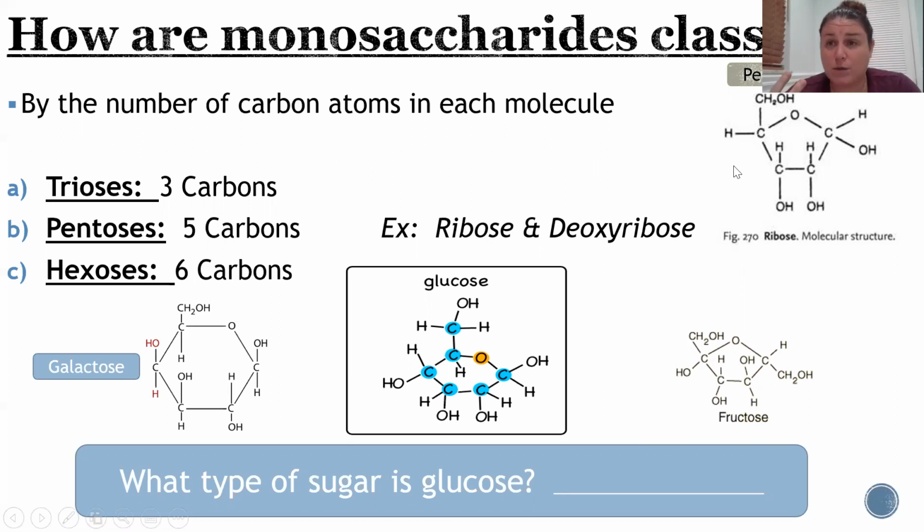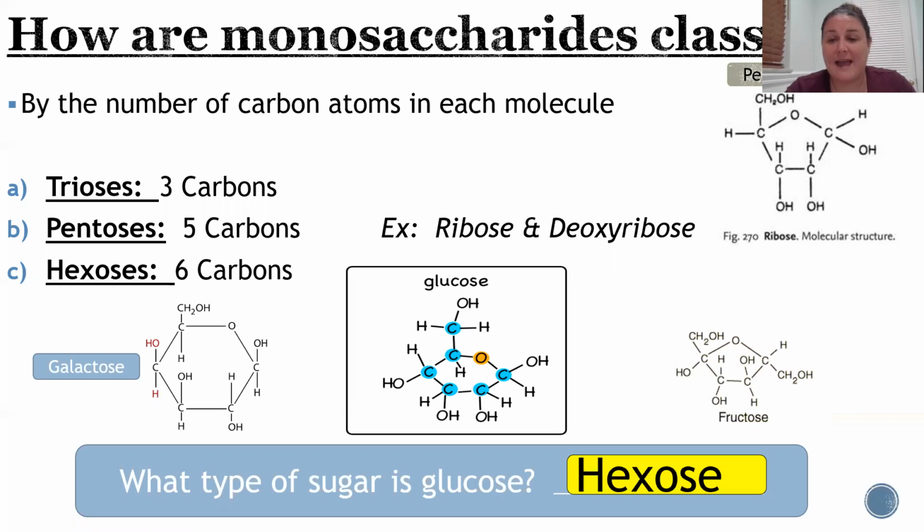And then you have hexoses, and those are going to be things like glucose, galactose, and fructose. And you can really see that, say, with glucose and galactose, they have this hexagon stop sign looking structure to them, and that's going to help us recognize it. And so glucose, is it a triose, a pentose, or a hexose? Remember, its molecular formula is C6, so it's going to be a hexose.